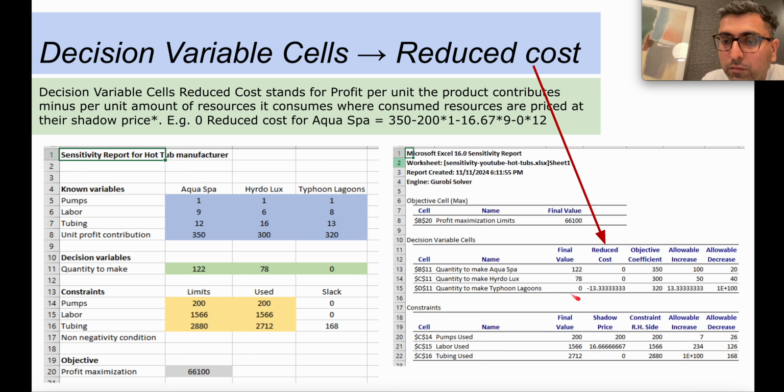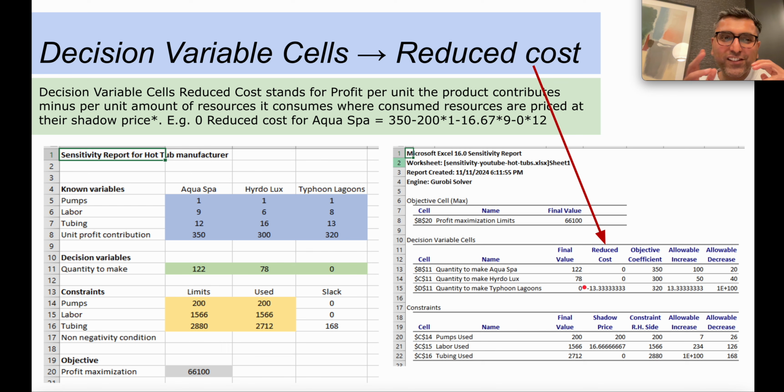This also means, what's a reduced cost of minus 13? It says that if I were to build 1 unit of Typhoon Lagoon, it would reduce my overall profits by 13. So it's not profitable. My overall profits would go down. If you make this 0, then it doesn't contribute anything because it's 0 times minus 13. But if you had decided as an executive, I want to build 1 unit of Typhoon Lagoon, then you would see your profits go down by minus 13. So that's reduced cost.